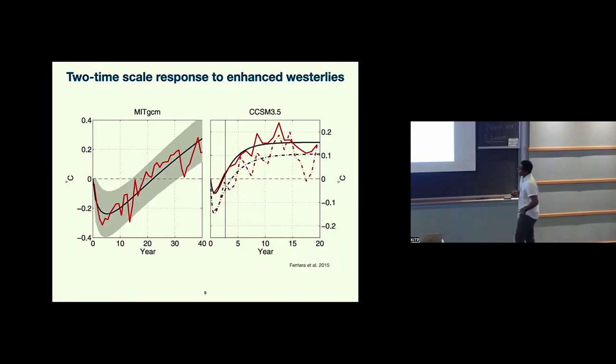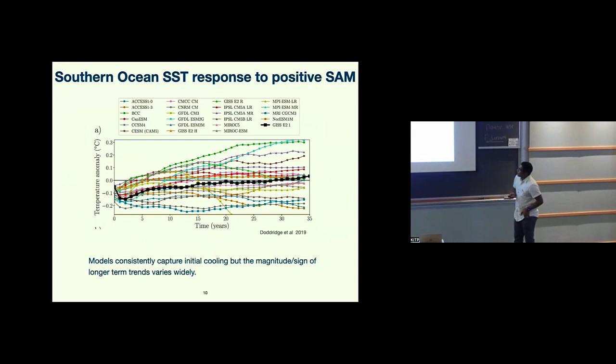And so one of the first studies to propose this was Ferreira et al. in 2015, and they did an experiment using an aquaplanet configuration using the MITgcm, and you see this very clear cooling followed by long-term warming. They did a similar experiment using CCSM, and they found a similar pattern, but where the warming occurred over a shorter time scale.